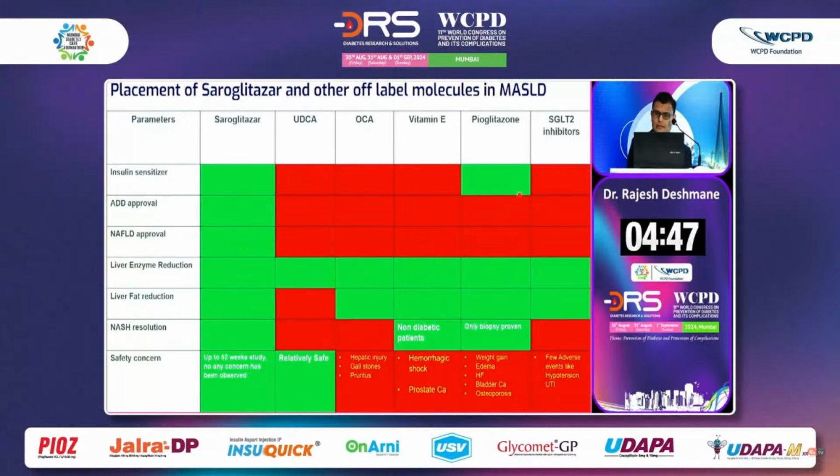Pioglitazone, yes, is a good insulin sensitizer. It reduces SGOT and SGPT levels. It reduces liver fat content. And yes, there is NASH resolution also. But the major problem of pioglitazone is weight gain and edema, as well as heart failure in certain patients. So this is a head-to-head comparison.